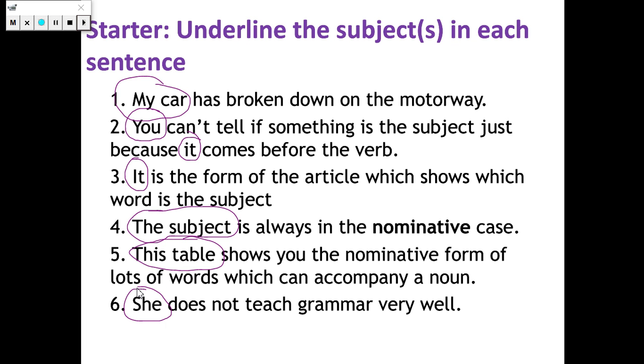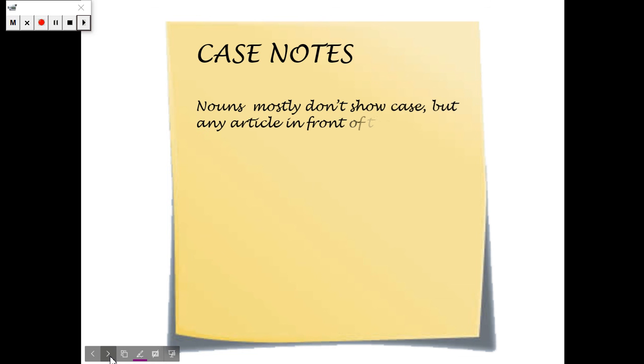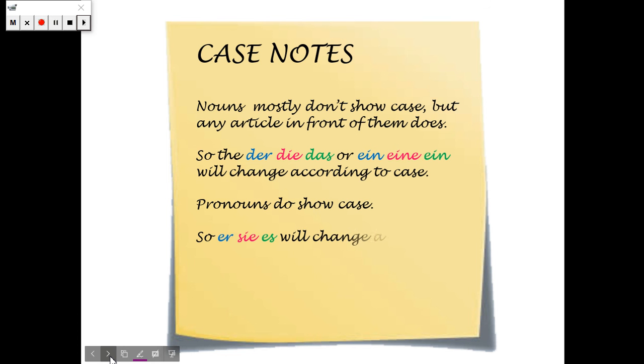So that was just a wee English thing, just to get us thinking about what the subject of a sentence actually does. So if we're changing it to German then, nouns mostly don't show case. You can't see it from the actual word, but any article in front of them does. So when we say article, we're meaning like the words for the and a, or this and those and each. So der, die and das, or eine, ein. Pronouns do show case, so we need to get our pronouns right.